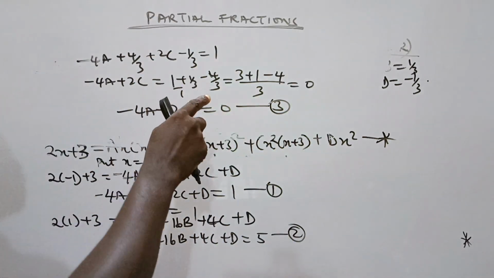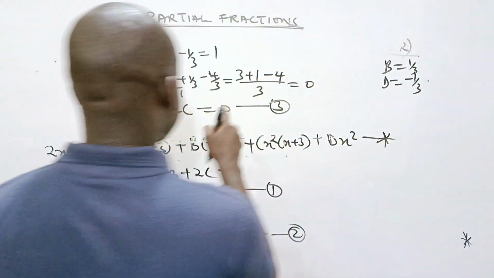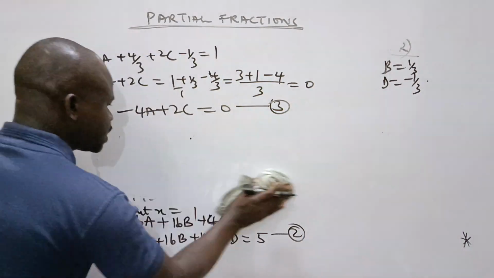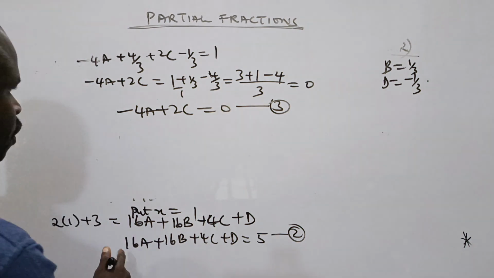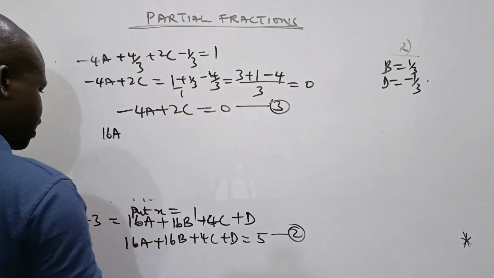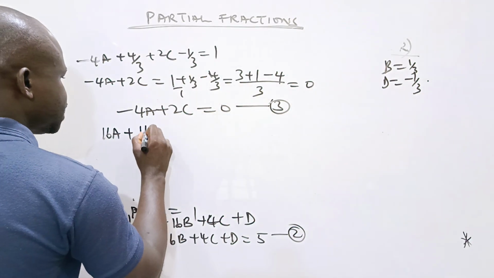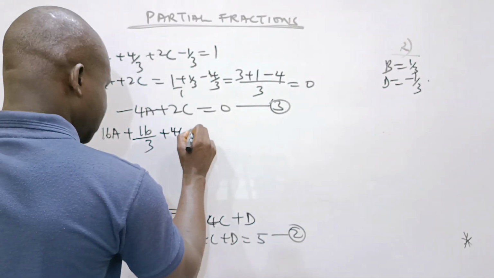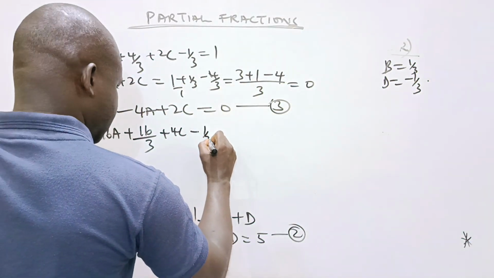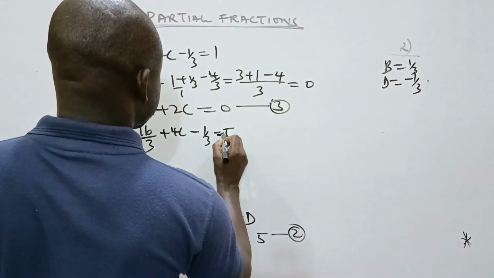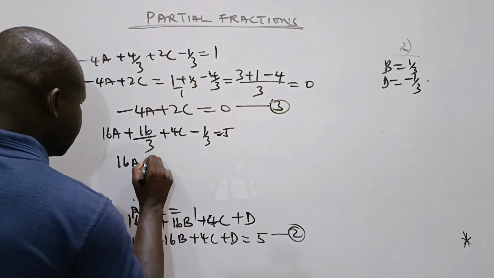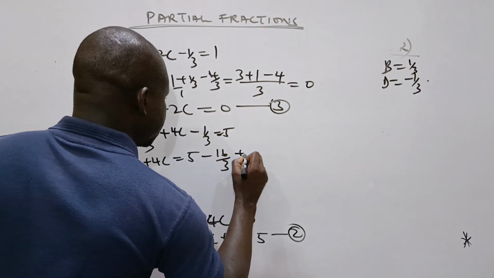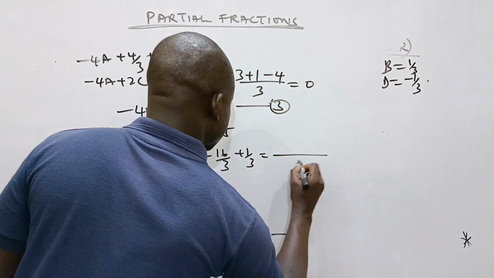So when I substitute for the value of b and d in equation 1, I was able to get equation 3. I'll go ahead also to substitute the value of b and d into equation 2 and see what I'm going to get. So if I substitute, I'm going to have 16a plus 16 all over 3 if I substitute for b, plus 4c, then minus 1 all over 3 is equal to 5. That's what I'm going to get.